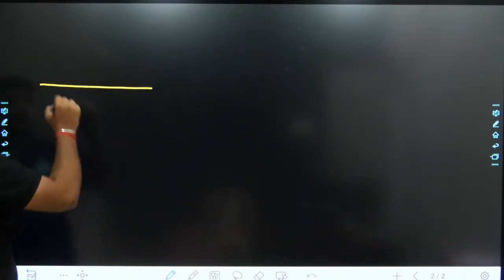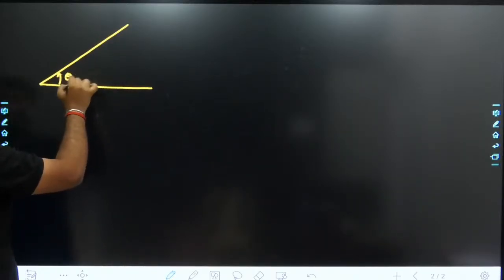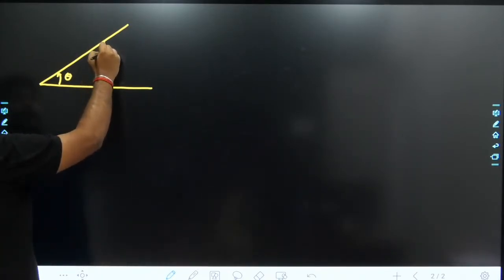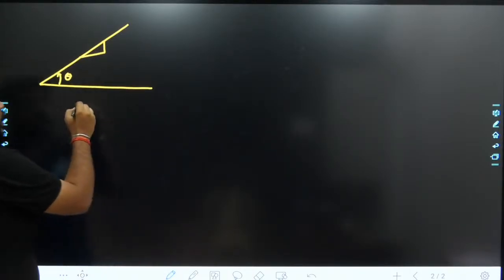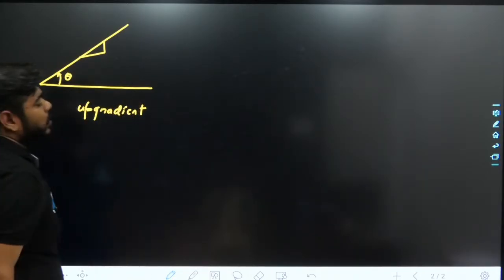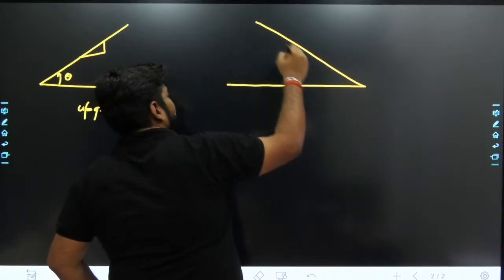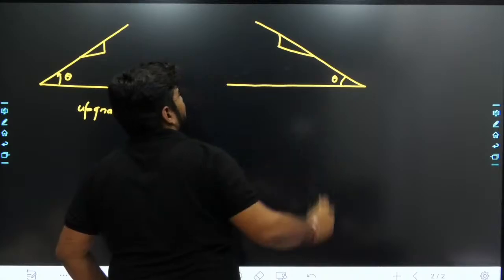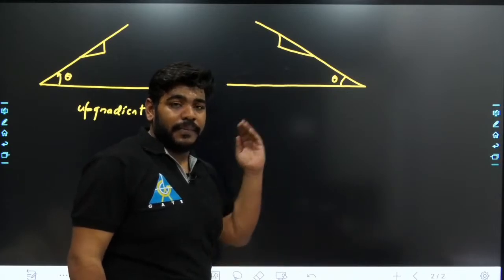What is up gradient? Whenever you get a positive angle from the horizontal, you'll say this is your up gradient. Or we can say your rise by run should be increasing. Fine. So this is what up gradient is. And if we talk about down gradient, this is what your down gradient is. Your angle is decreasing as you move ahead, and here your angle is increasing as you move ahead. Fine. So up gradient and down gradient can be defined like this.